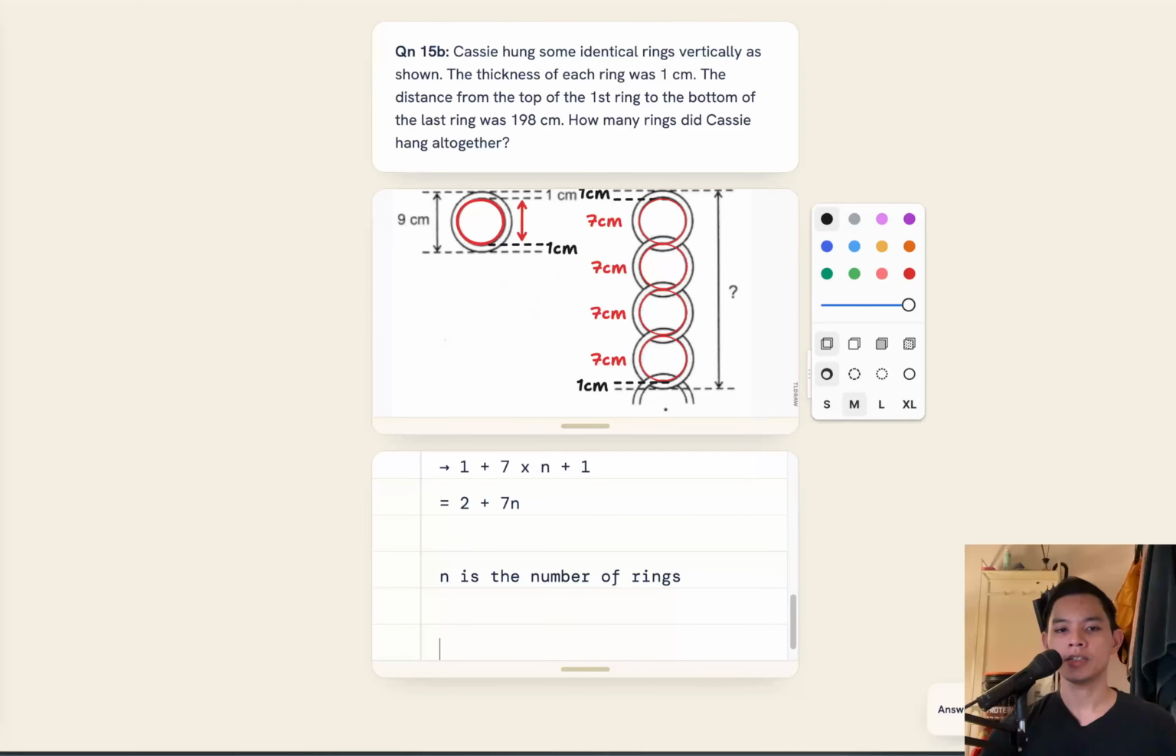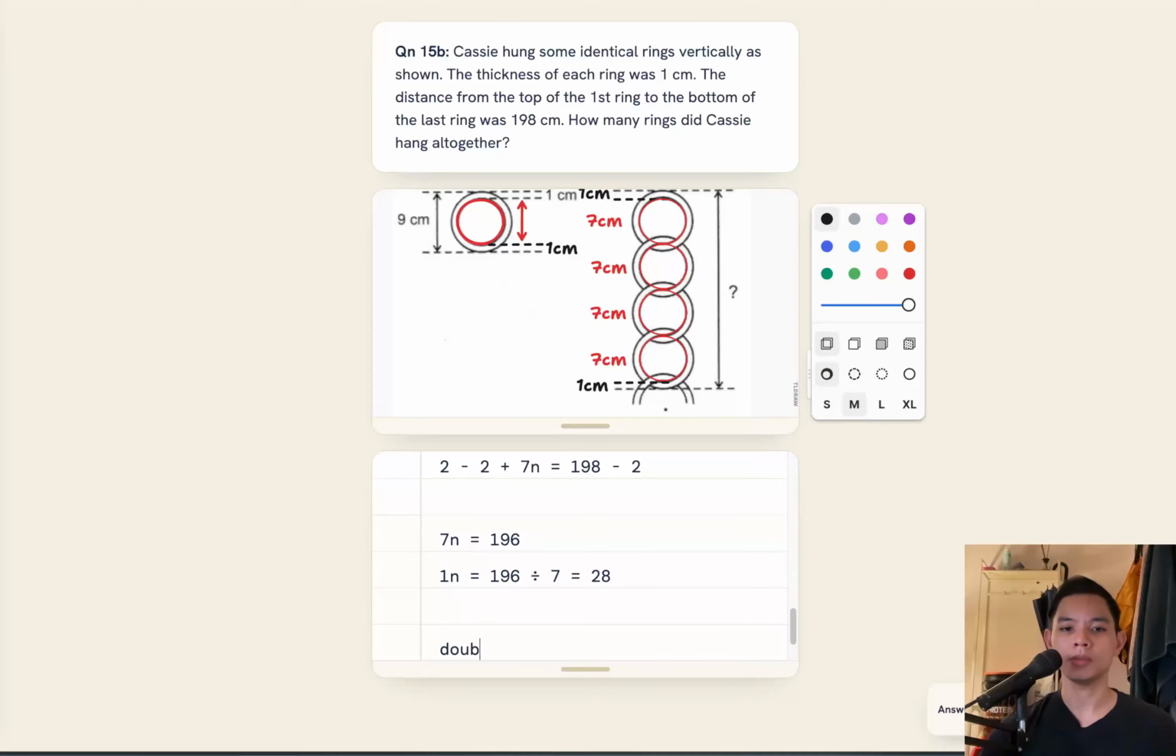To get n, if the distance is 198, that means 2 plus 7n is equal to 198. So we minus 2 on each side. That means 7n is equal to 196. So n is equal to 196 divided by 7, and this will become 28 rings. So the answer to this is 28.